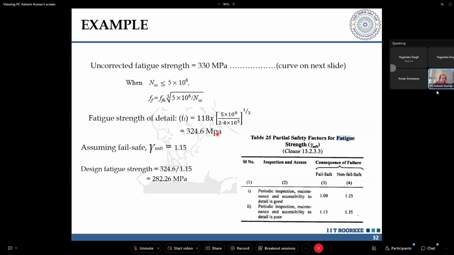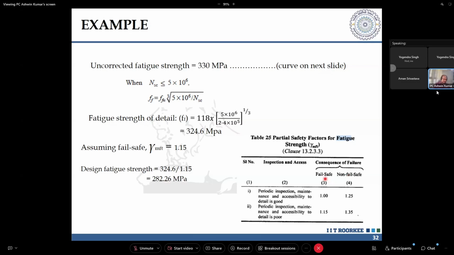So this is the capacity of that girder when it is subjected to 2.4 into 10 power 5 cycles of loading, and when it is accounted for a rolled steel section, right? So there is no correction for any thickness here, but there is a partial safety factor that comes into the picture. Now, if you look at partial safety factor for fatigue, you have two concepts. One is fail safe and one is non-fail safe. So these are two consequences that we are talking about.